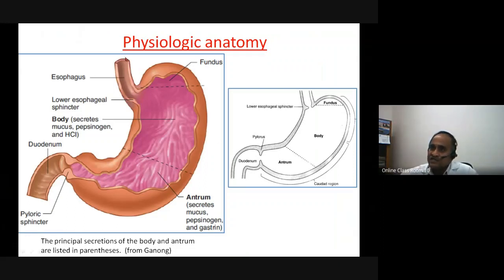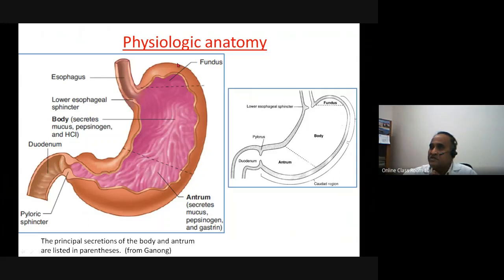So now here is the esophagus, which joins with the stomach. It's a J-shaped structure. The esophagus and the stomach have a junction, which is called the lower esophageal sphincter. Anatomically, there may not be a muscular ring or a muscular layer for the lower esophageal sphincter, but physiologically there is the presence of this sphincter.